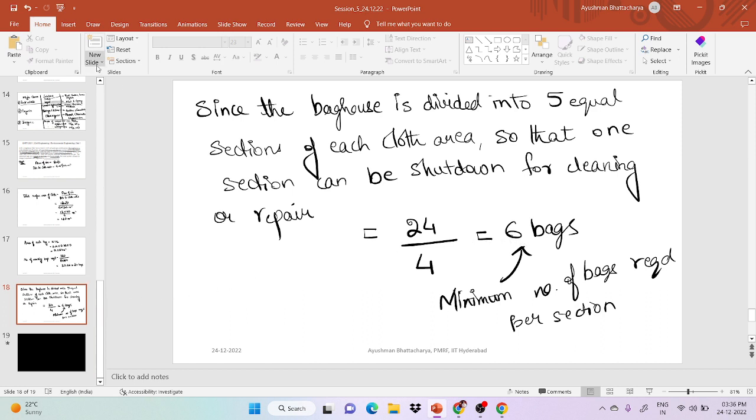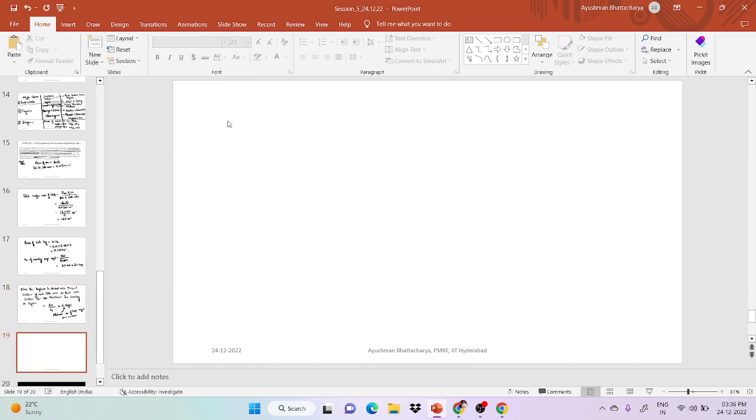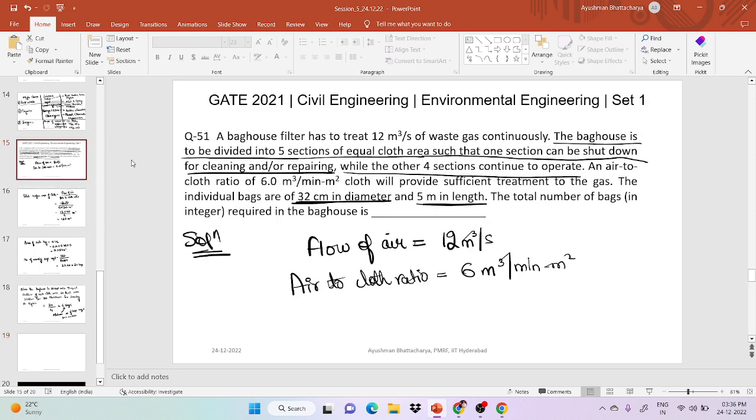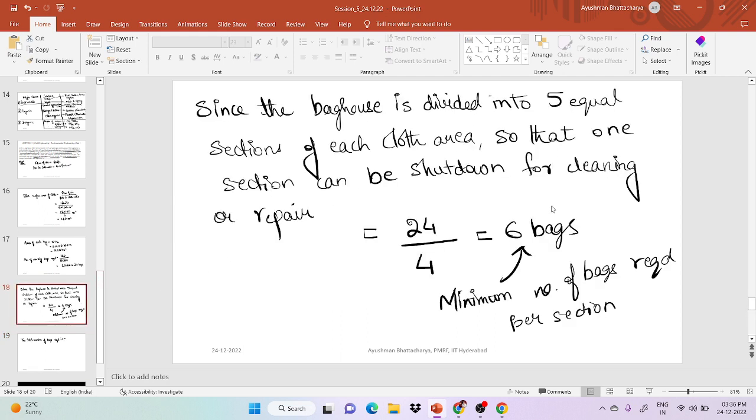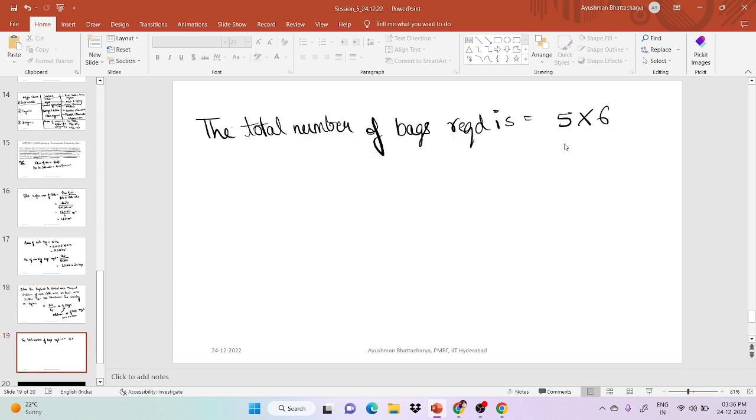So now 6 bags. So total number of bags. In the question they have asked the total number of bags required in the bag house. So now since here we have 5 equal sections and we need 6 bags minimum in each, and since they have asked about the total bags, we will include the section under cleaning also, 5 into 6, therefore it is 30 bags. Okay, so in this question the answer will be 30.